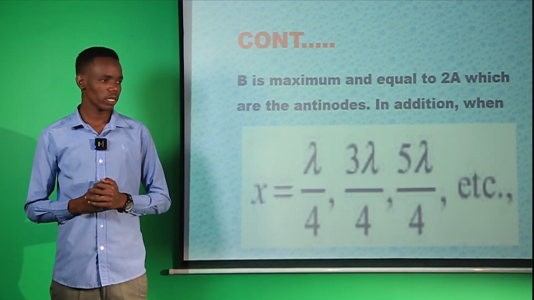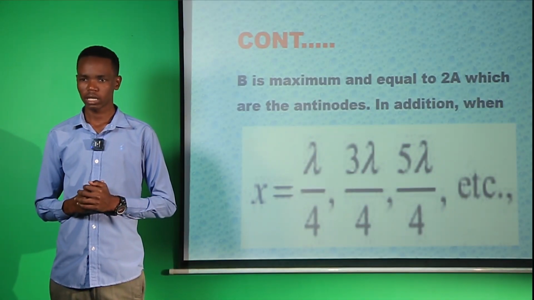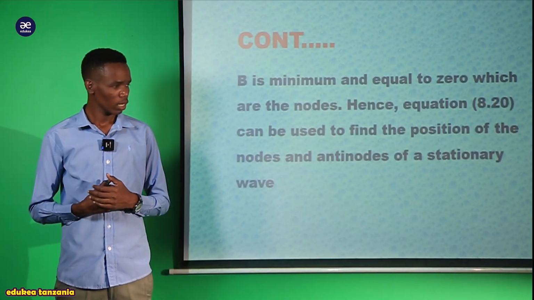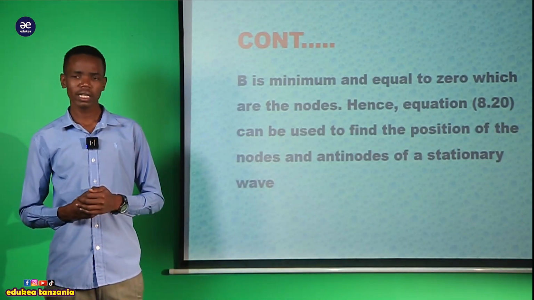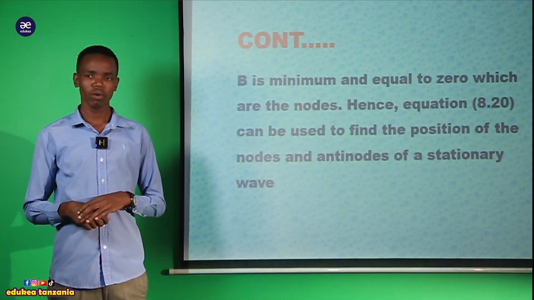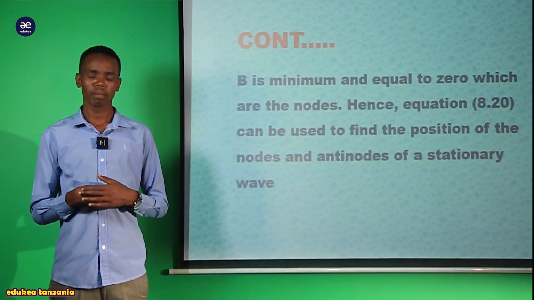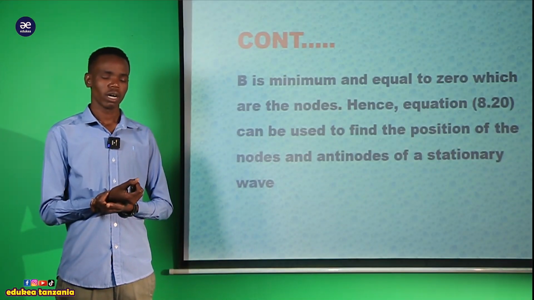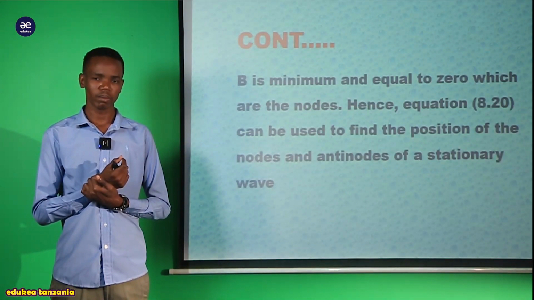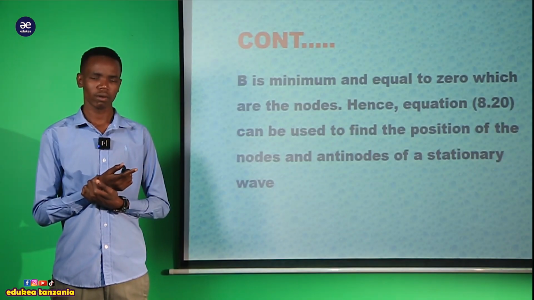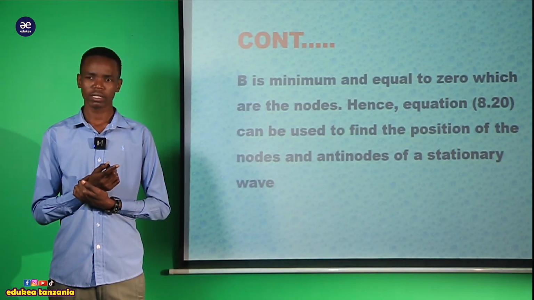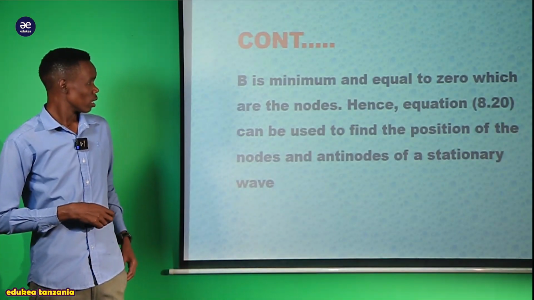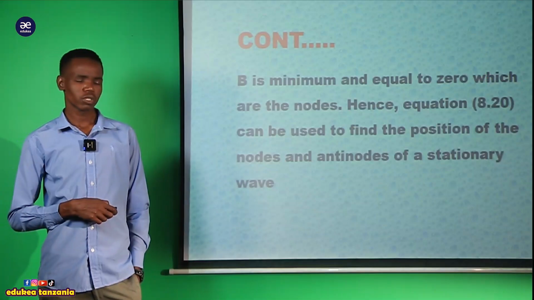So after there, my lovely students, let us proceed with our discussion here, as we have been told. After being told that for the maximum amplitude of oscillation, the value of x is supposed to vary from a wavelength divided by 4, then 3 wavelengths divided by 4, 5 wavelengths divided by 4. Then here we have been told that b is minimum and equals 0.